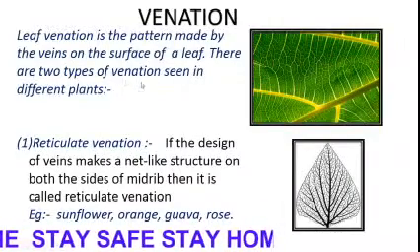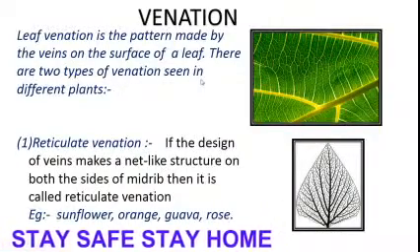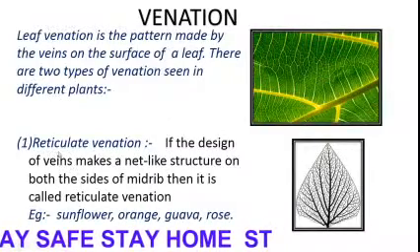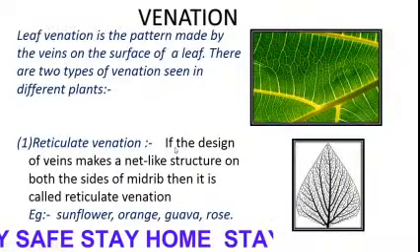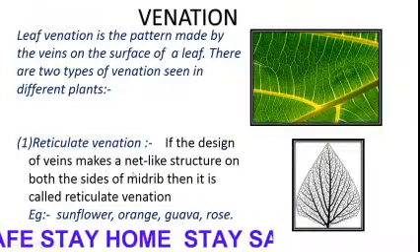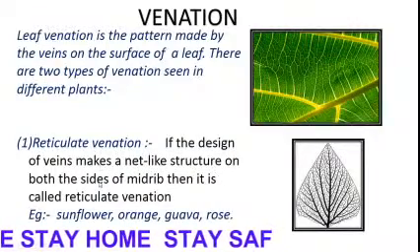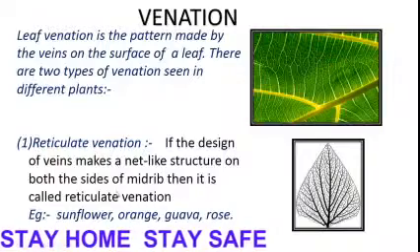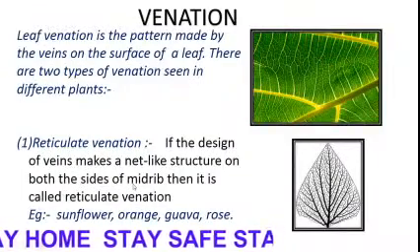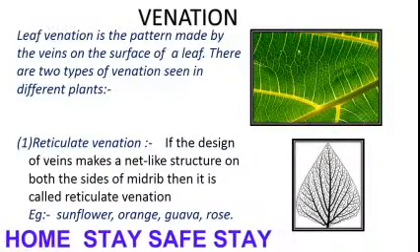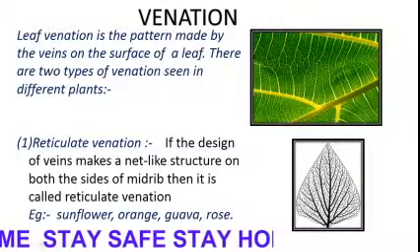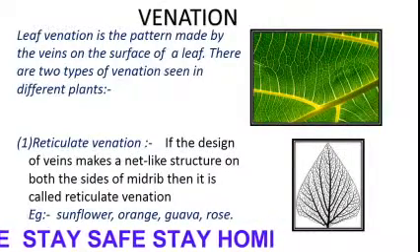There are two types of venation seen in different plants. The first one is the reticulate venation. What is the meaning of reticulate venation? If the design of the veins makes a net-like structure on both sides of the midrib, then it is called reticulate venation. Can you see the veins? The design of the veins makes a net-like structure.